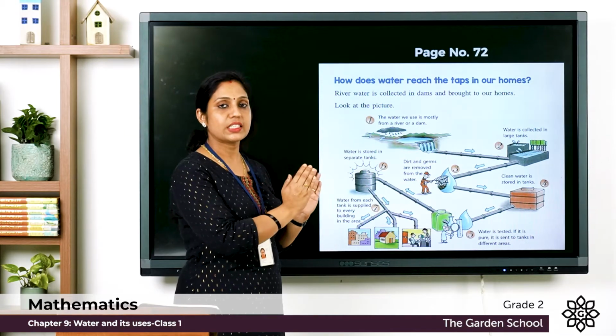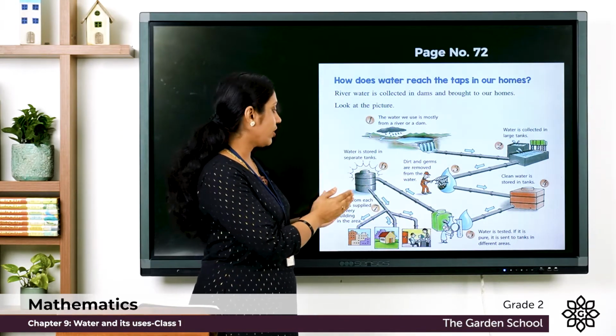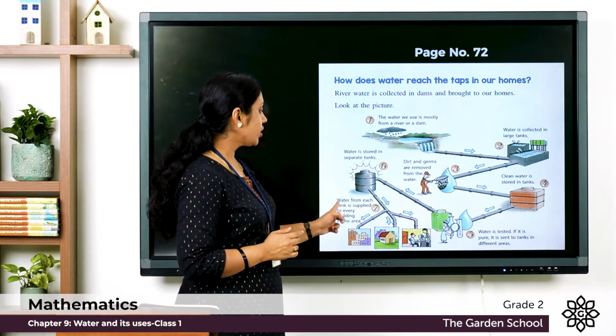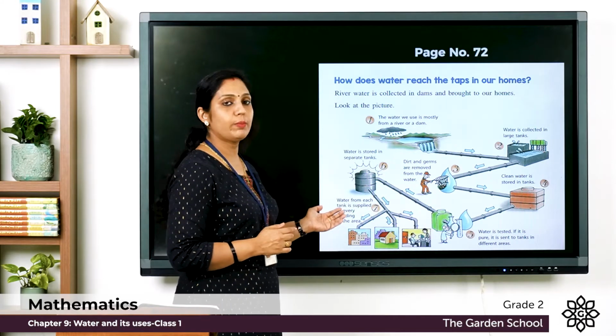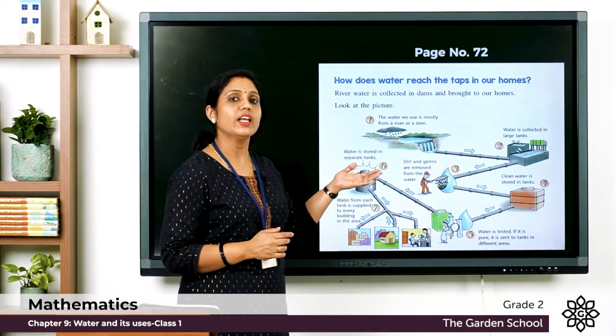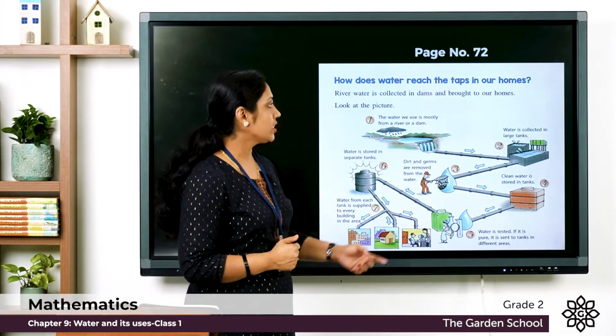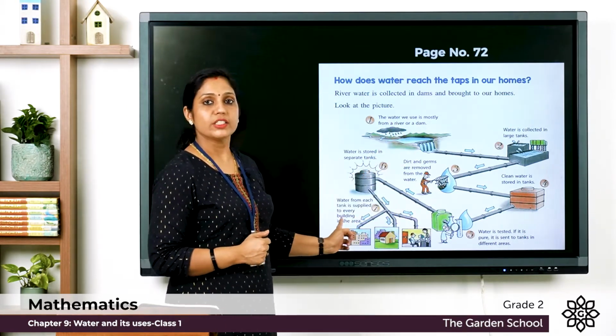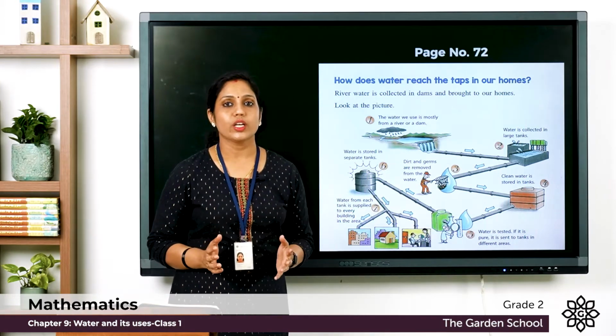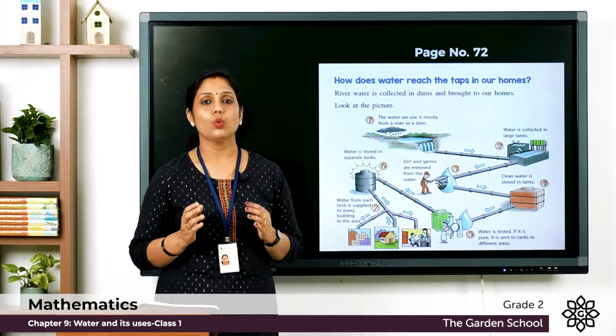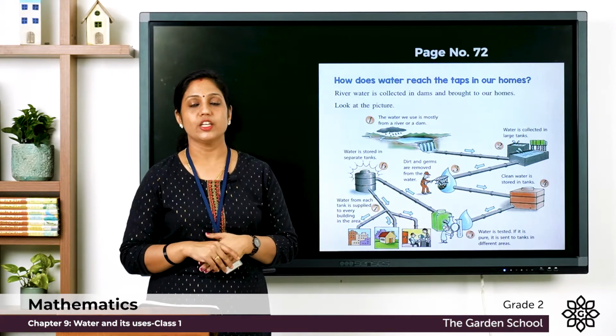Again, water is stored in separate tanks, and from there, water from each tank is supplied to every building in the area. From there, it reaches each house. So this is how water reaches from the river to the taps of the houses. You can also observe how water reaches your taps in your homes.